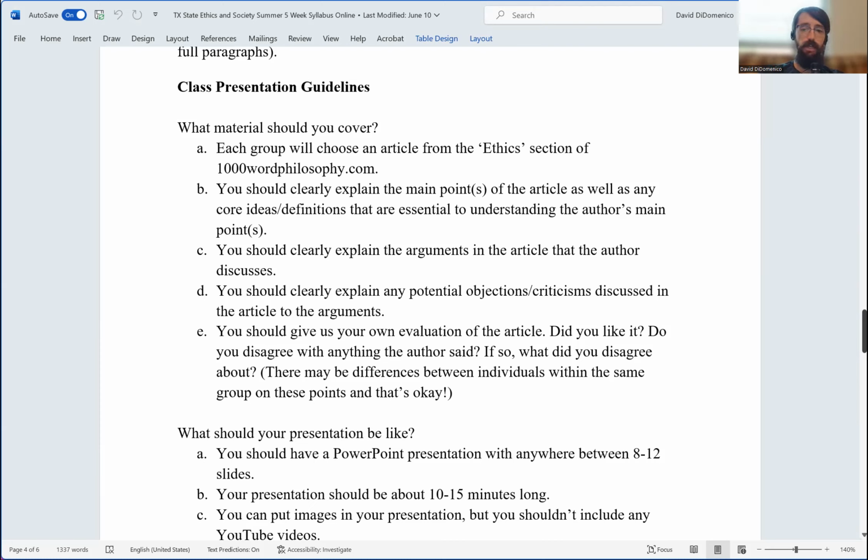Like, did you find it interesting or useful? Do you agree with what the author said? Do you disagree with anything that they said? Were their arguments good? The arguments used to support their ideas or their views, were they any good or were they bad? So let me take you over to 1000-word philosophy so you can see what it looks like.